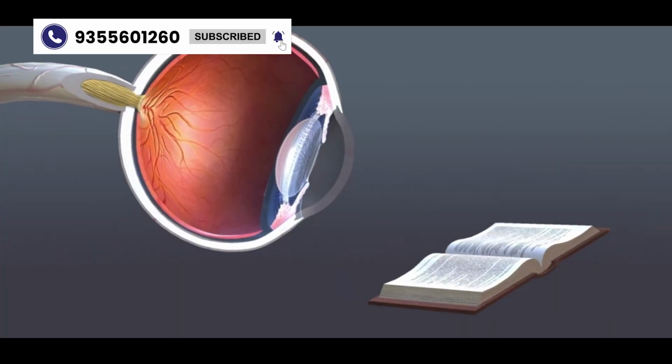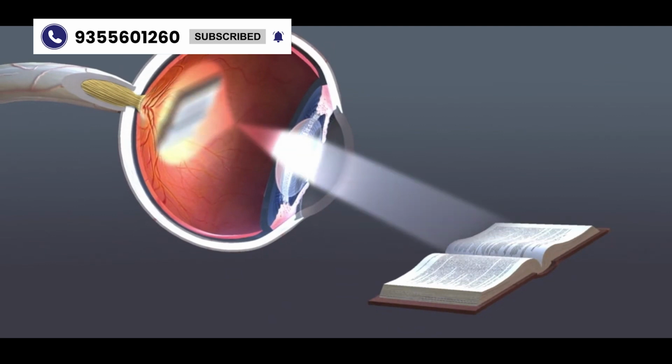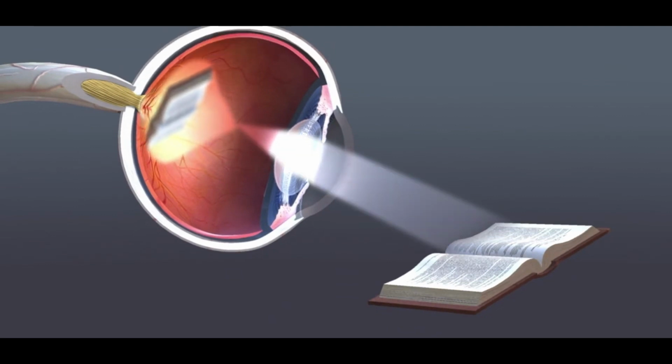So normally when the rays of light are coming, they focus exactly on the retina at a point from where we are able to see. Sometimes those lights are not focused exactly on the retina, and we get different types of refractive errors. The common ones being myopia.